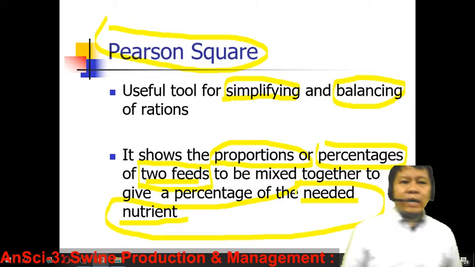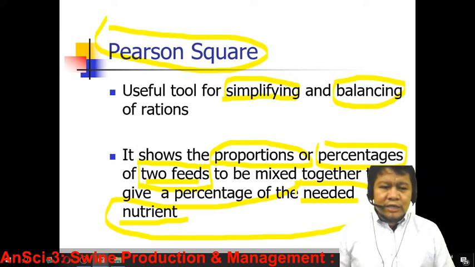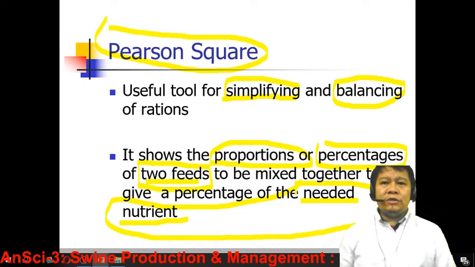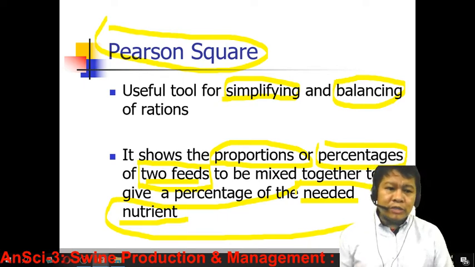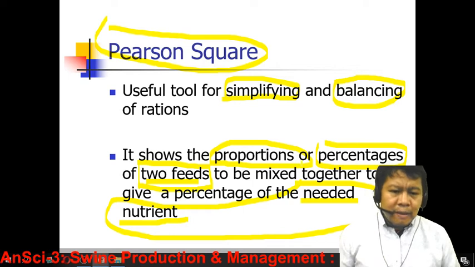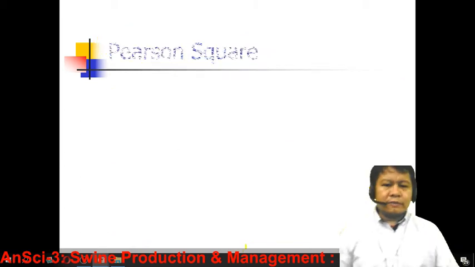So katulad sa tao, kung mag-inom og tambal, yung mga dosages, kailangan atong targeton ang dosages nga dili ma-overdose, dili pod ma-underdose. So the same is true with animals. When we provide nutrients to the animals, we have to make sure that the needed nutrients are applied in balanced proportion. Right? Okay, klaro yan, ha? So, let us proceed now.